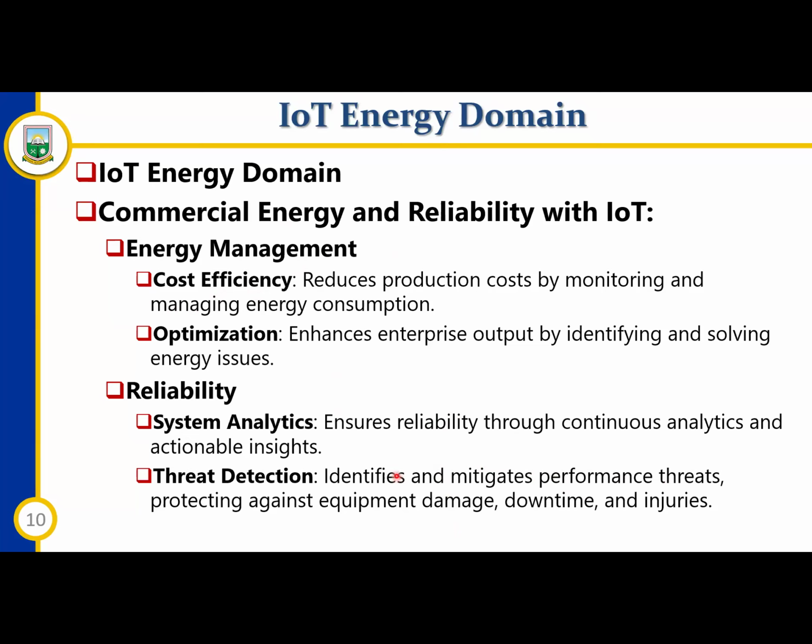And it makes it more reliable because IoT will ensure system reliability through analytics and actionable insights. In this case, it detects threats to system performance and stability. So in the commercial energy center, just like the residential, things that need to be done at any point in time without human intervention could also be automated, and that can reduce the cost of wasted energy in such commercial areas.